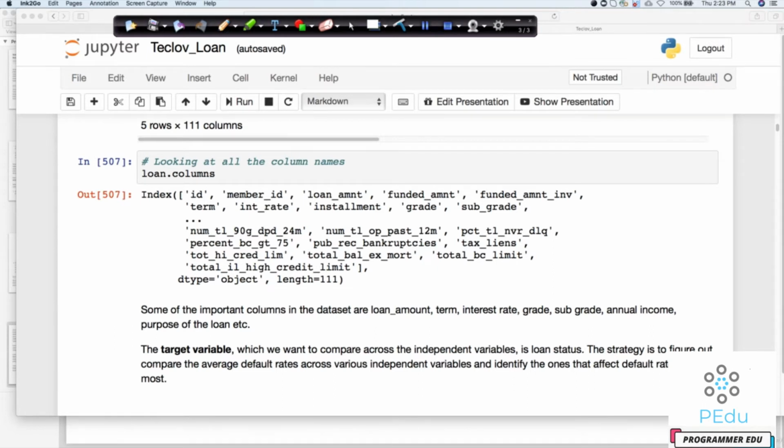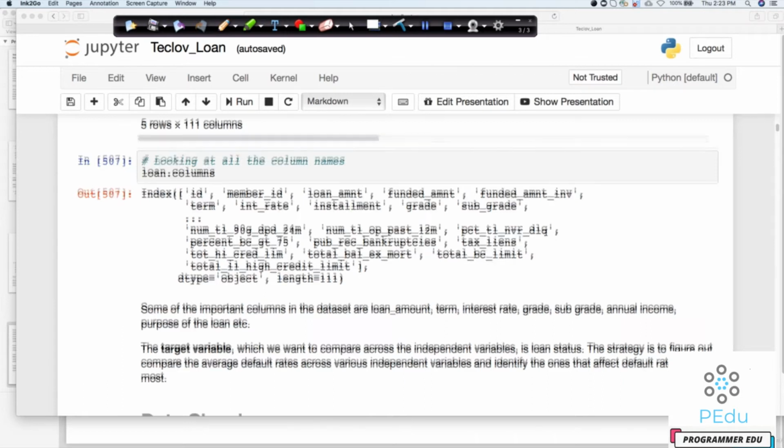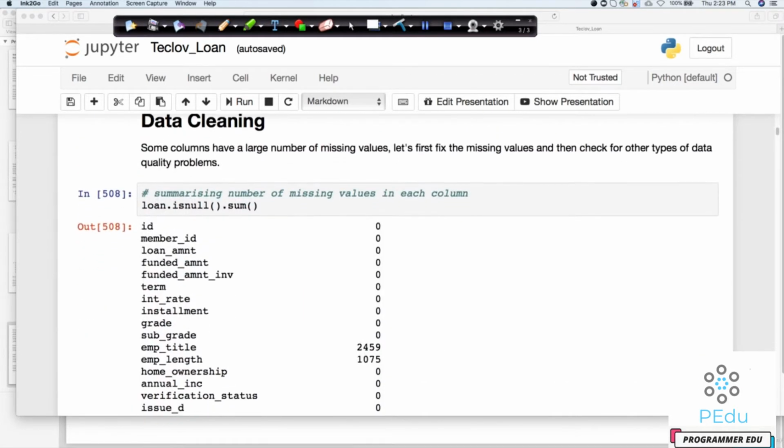And what is going to be the target variable? The target variable is going to be loan status, whether the person has charged off or has paid or whatever. So this is going to be the target variable in this case. So let's start with the data cleaning step, because this is the most important component we start with.